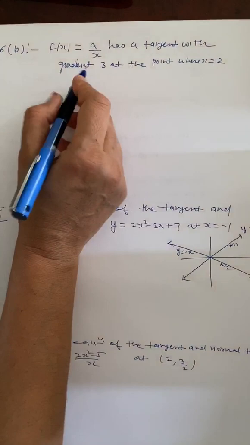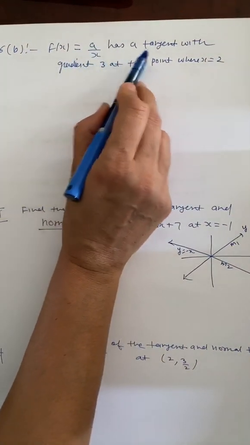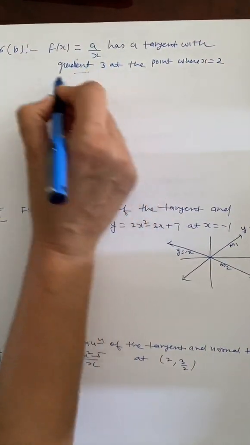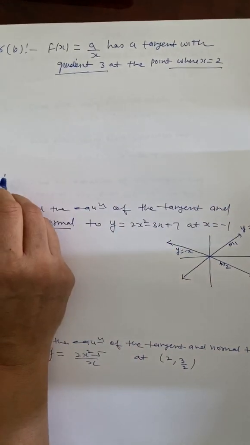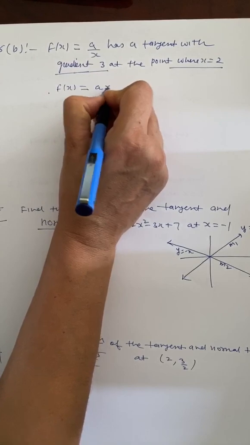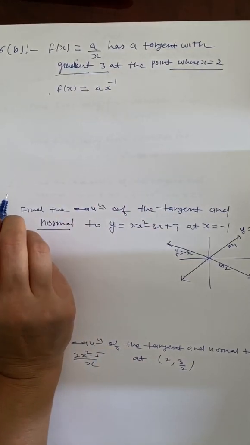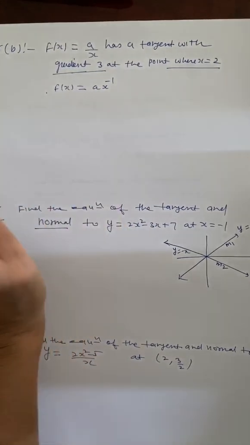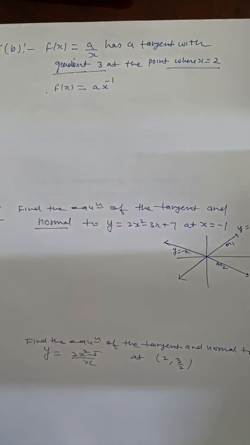Okay. Now, similarly, the next one: f of x is a over x has a tangent with gradient 3 at the point x is equal to 2. So again, before you start, remember we cannot have anything in the denominator because we do not know sufficient formulas at this point. We'll do a little more about this maybe next year, then you will learn more formulas.